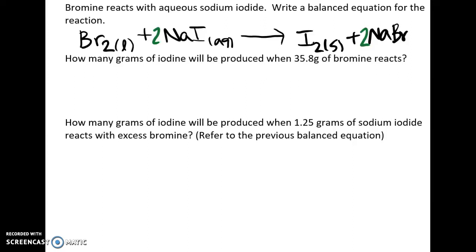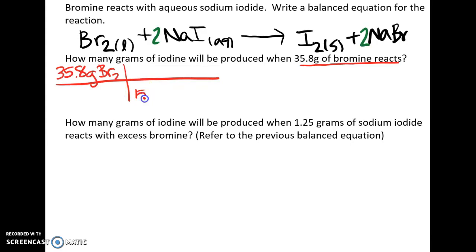Alright, so if I look at my question, how many grams of iodide will produce when 35.8 grams of bromine is reacting? So again, I'm going to start with that given number. First step every single time is to get that to moles. So I need the molar mass of bromine, which is 159.8. Once I have moles, then I use my mole ratio from my balanced chemical equation between bromine and iodide, and it's 1:1.